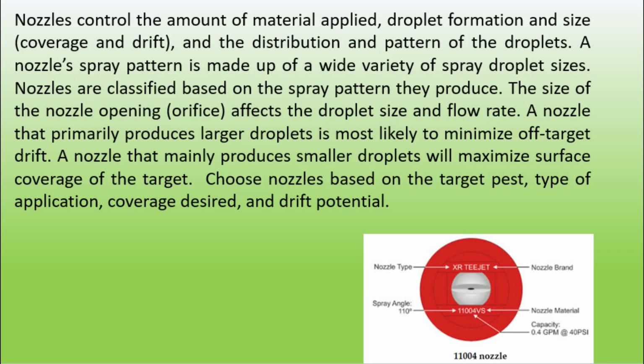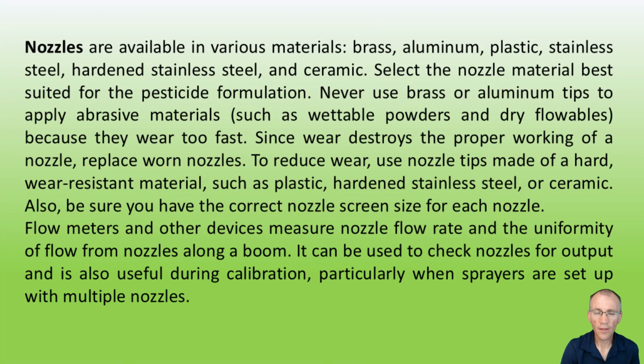A nozzle that primarily produces larger droplets is most likely to minimize off-target drift. A nozzle that mainly produces smaller droplets will maximize surface coverage of the target. Choose nozzles based on the target pest, type of application, coverage desired, and drift potential. Now there's going to be a lot of choices with nozzles.